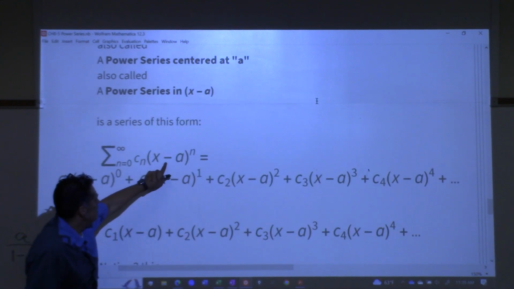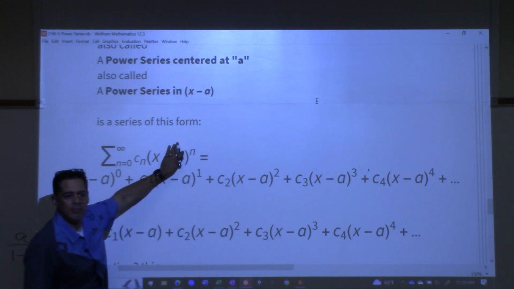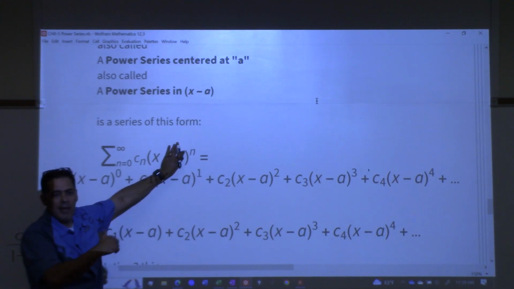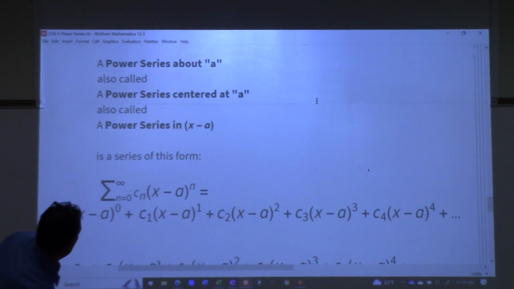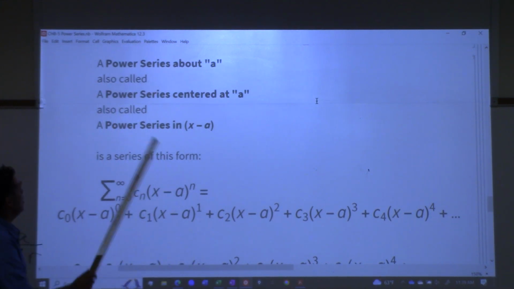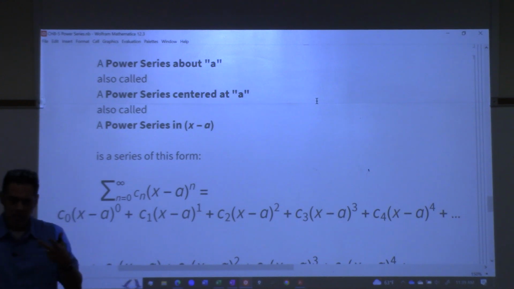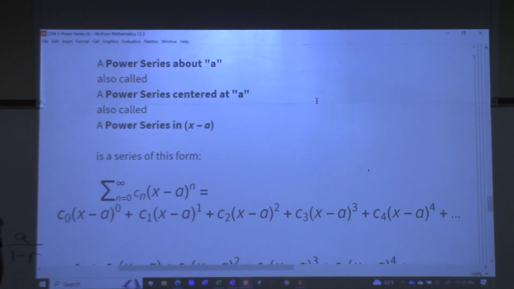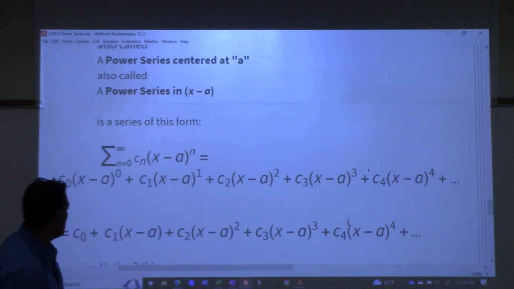Y'all see? Before, in that formula over there, I really was saying a was 0, and then it was just x to the n. But now I'm saying we can subtract a number. If we do that, then this is called a power series about a, or a power series centered at a, or a power series in x minus a. That's the language we use to describe that power series. All that changes is that instead of x, we have x minus a, just raised to higher and higher powers.